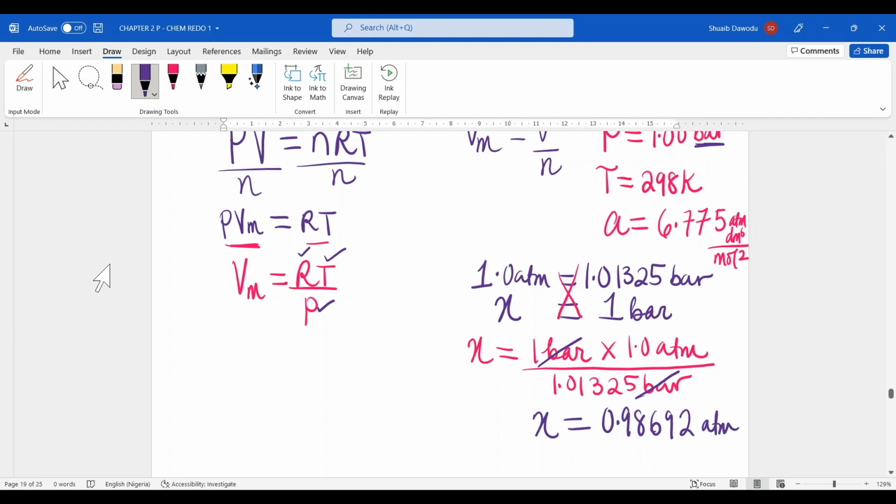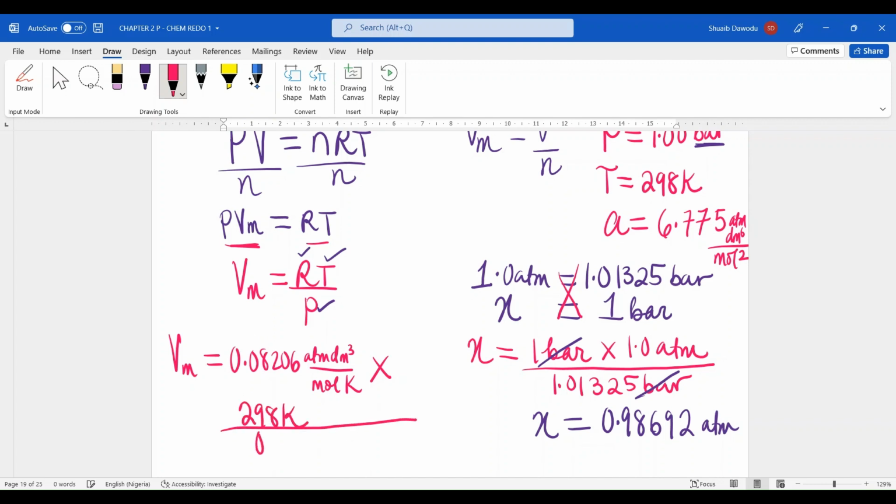And of course, we have the value for pressure in atmosphere, and we can just simply substitute. So V sub M is just going to be 0.08206 atmosphere dm cube per mole Kelvin times temperature, which is simply 298 Kelvin, divided by 0.98692 atmosphere. So, of course, you cancel out the Kelvins and cancel out the atmosphere. Yeah, that's it.